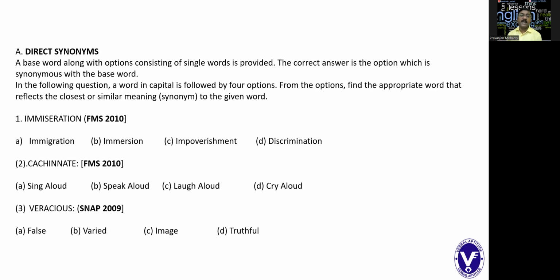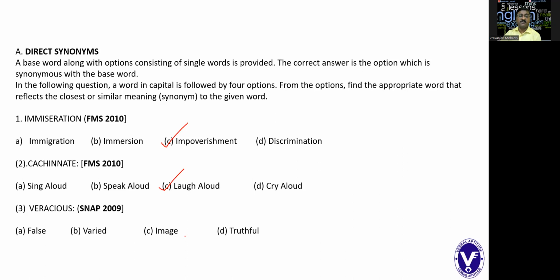The next one is cashinate. Cashinate means to laugh loudly. So here, immiseration is impoverishment. Cashinate is to laugh aloud. That is the meaning of the word. It is to laugh aloud. Cashinate.